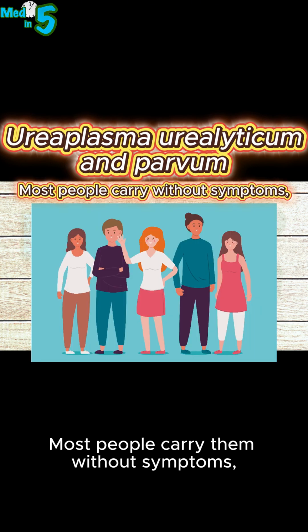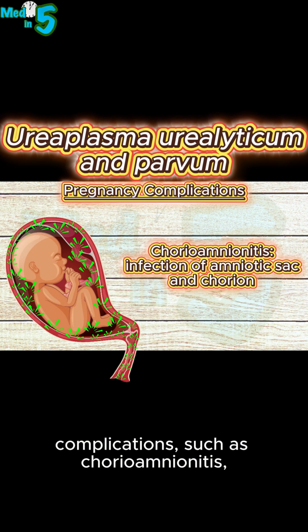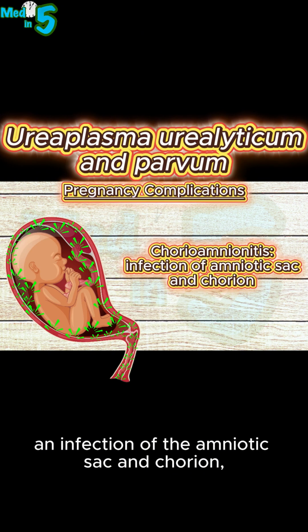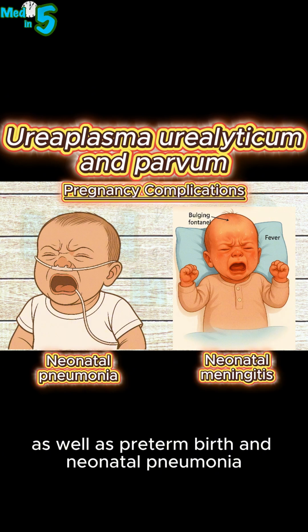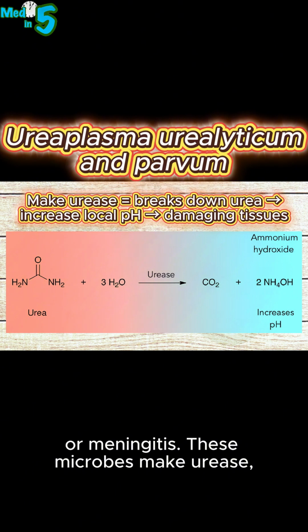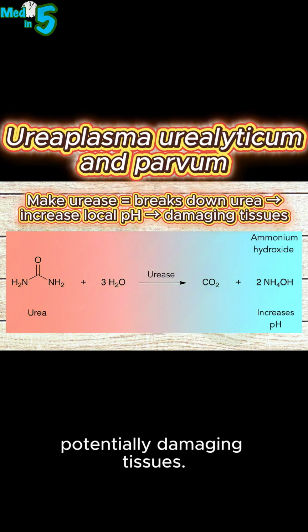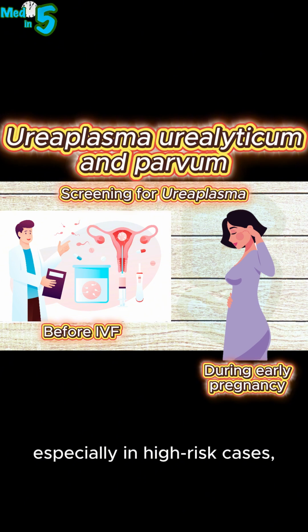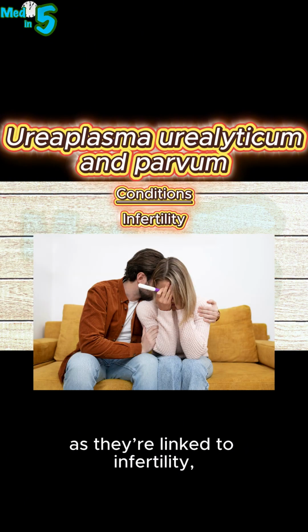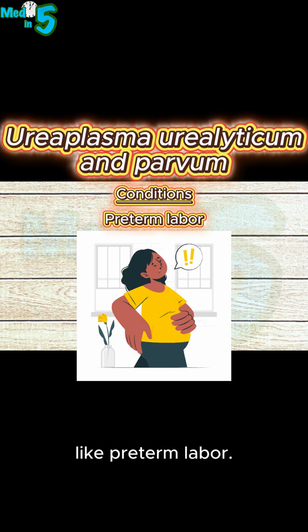Most people carry them without symptoms, but they're increasingly linked to pregnancy complications such as chorioamnionitis, an infection of the amniotic sac and chorion, as well as preterm birth and neonatal pneumonia or meningitis. These microbes make urease, which breaks down urea and increases local pH, potentially damaging tissues. Screening for Ureaplasma may be done before IVF or during early pregnancy, especially in high-risk cases, as they're linked to infertility, implantation failure, and complications like preterm labor.